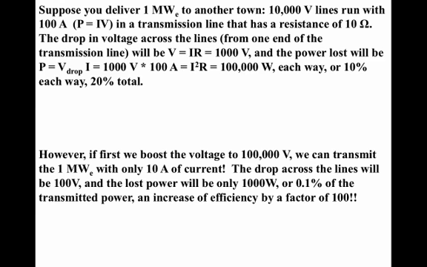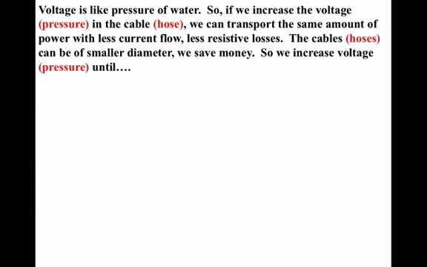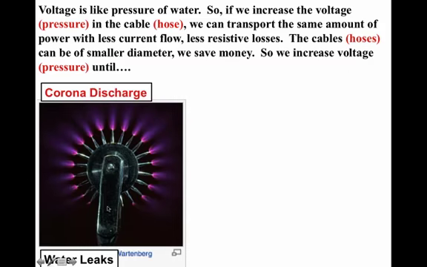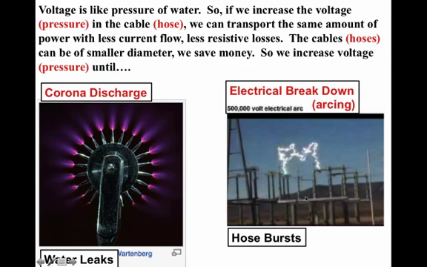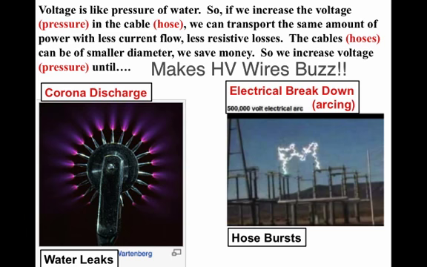This is another problem for you to work on that's essentially the same one. So what we want to do is boost our voltage up as high as we can so we can drop the current and drop our power losses. And we're going to increase that voltage until we get corona discharge. Now what's corona discharge? It's not electrical breakdown, which is arcing. Corona discharge is when the voltage gets high enough, you begin to leak electrons off the wires. And this is a power loss.